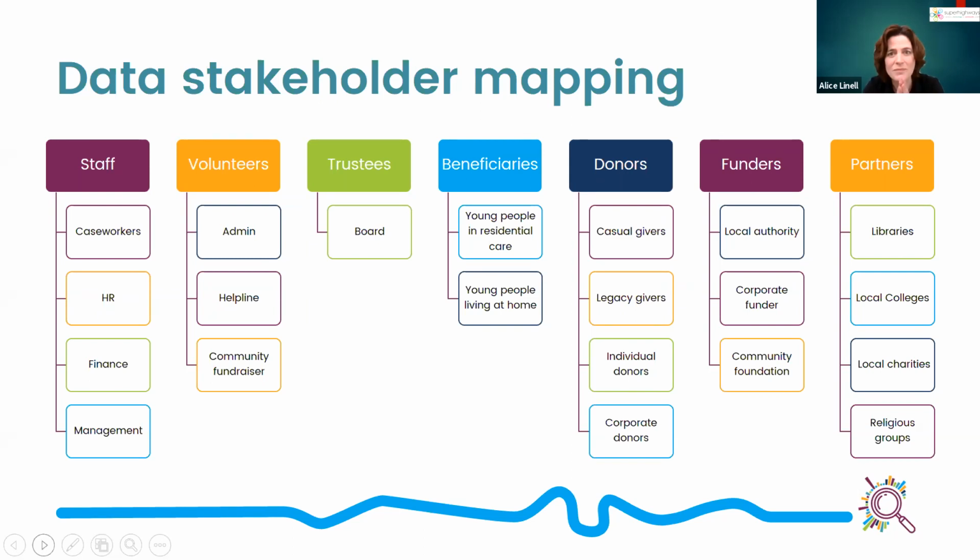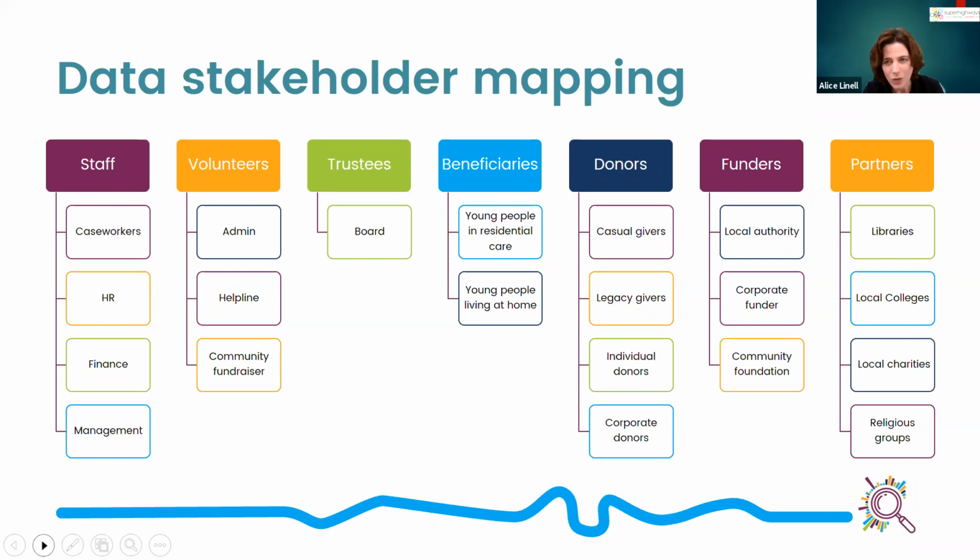the donors as well, and those are broken down for this charity into the different sorts of donors they've got. So they've got casual givers and legacy givers and individual donors and all these different sorts, all of whom have different requirements in terms of how they interact with the system you might put in, or take data out of it. You've got funders in this instance, could be local authority, could be a corporate funder, could be a community foundation. And then you've got partners who you work with as well. For this particular charity, it was libraries and local colleges and local charities and religious groups. So you've got a huge array, as you can see, of people you need to be thinking about.